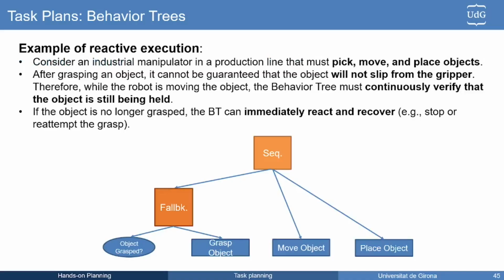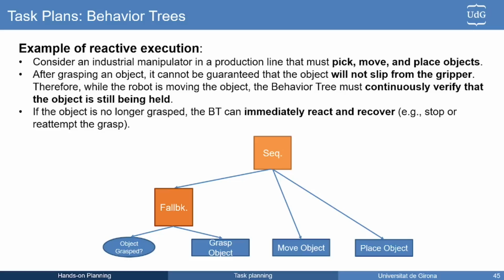Okay, for instance, consider that an industrial manipulator in a production line must pick and place an object, typical pick and place, super simple. After grasping an object, we cannot guarantee that this object is not going to drop, okay? That it will not slip from the gripper. Therefore, while we move, we should always be checking. If the object is no longer grasped, then we can immediately react and recover the object. How are we going to implement that using a reactive behavior tree? With something like this, okay?